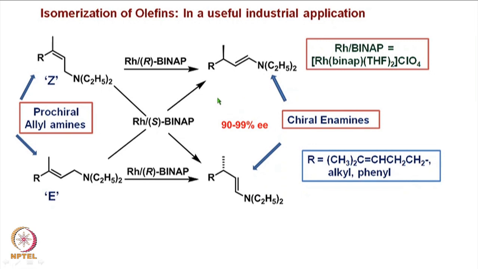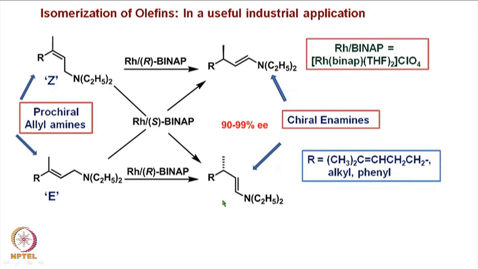What it means is that when we start with a prochiral allyl amine of a specific geometry of the double bond and react it with a particular rhodium catalyst with R BINAP, we get a chiral enamine of certain absolute configuration, and with the same allyl amine, when it is reacted with the rhodium catalyst having a BINAP of opposite configuration, then we get the chiral enamine of opposite configuration.